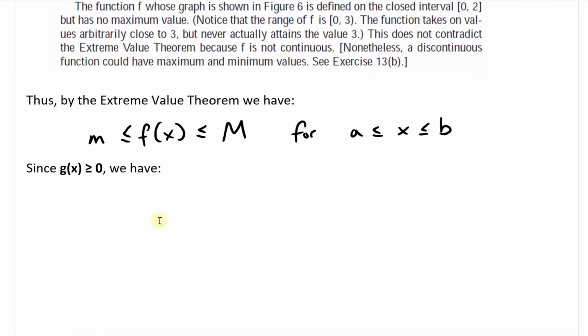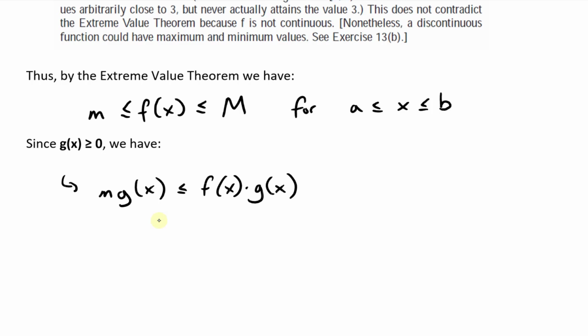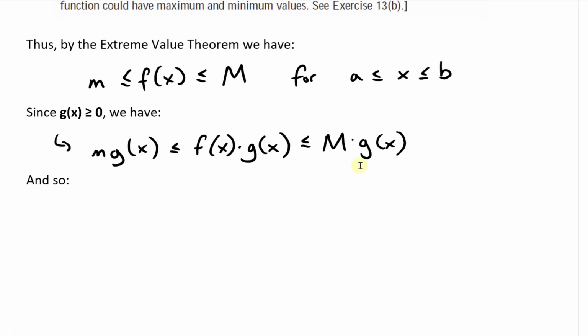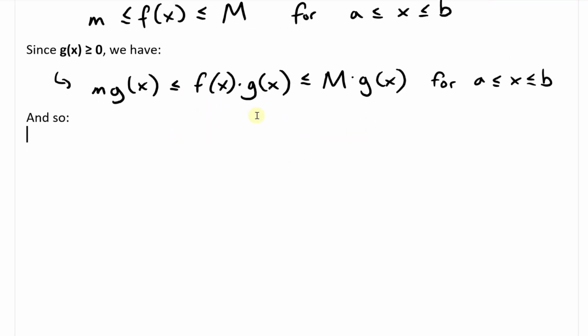So we have g of x greater than or equal to 0. When we multiply that out in this inequality, we have m times g of x is less than or equal to f of x times g of x. We're just multiplying it all by the positive number g of x. And this is going to be less than or equal to capital M times g of x. Again, this is for a less than or equal to x, less than or equal to b.